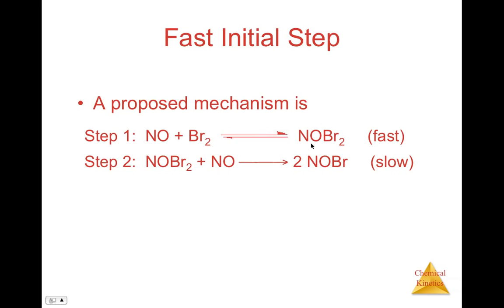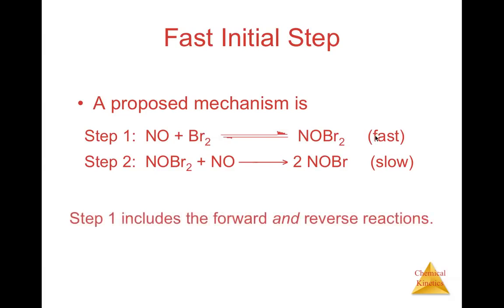Notice it forms a fast equilibrium right here with NOBr2 as an intermediate, which backs up and can actually be replaced by these terms. Just like in math class, where you can take something that's equal to something and substitute it in, you can do that when there is a fast equilibrium step before a slow step. More on those examples in a future video cast.